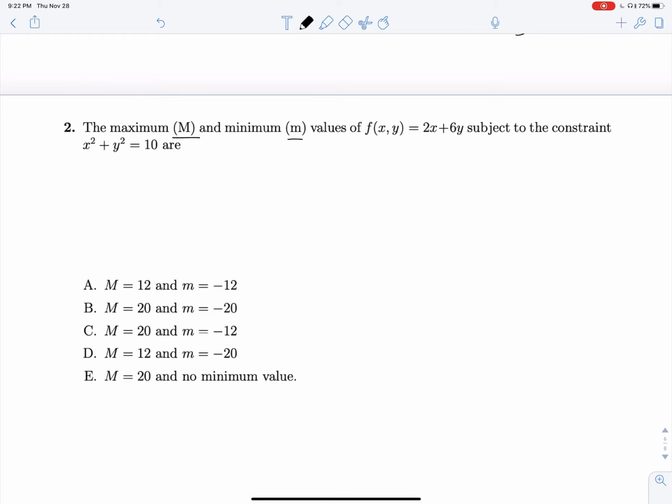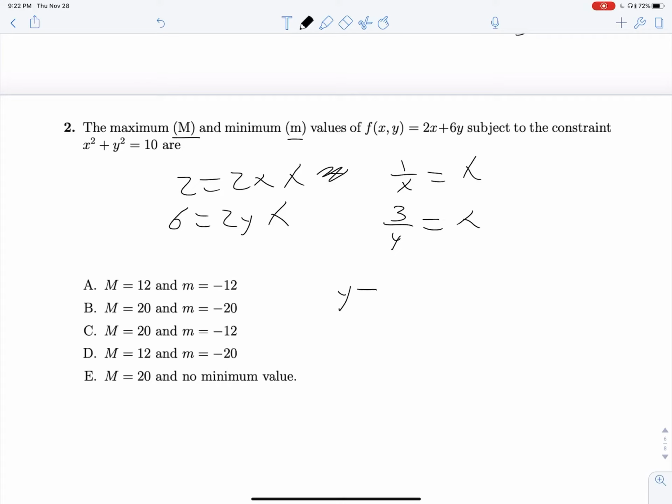Let's solve this question. So we see that 2 is going to be equal to 2x lambda, and that 6 is equal to 2y lambda, and therefore 1 over x is lambda, and 3 over y is lambda. And as a result, y is equal to 3x, which we can plug back into our constraint over here, replacing every y with a 3x, and we will get 10x squared is equal to 10, or x is equal to plus or minus 1. And since we know this, y is equal to plus or minus 3.